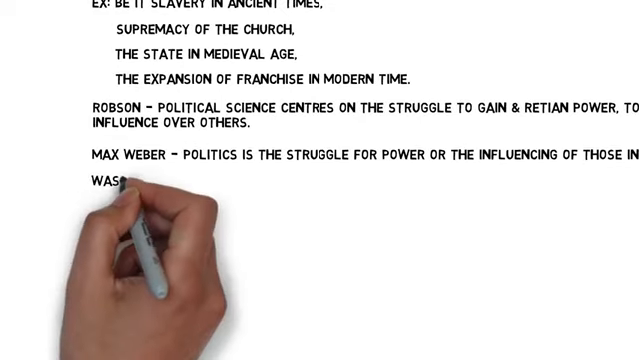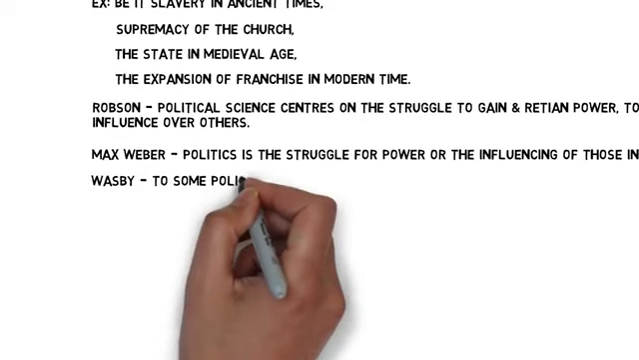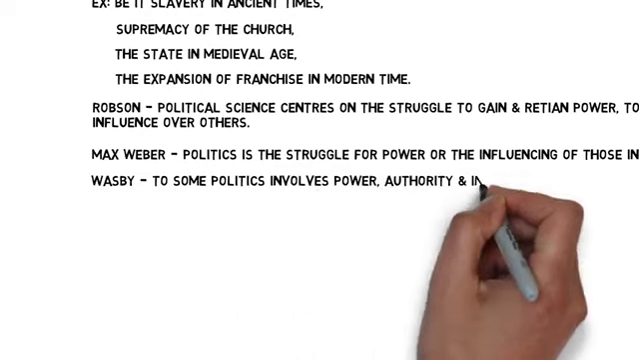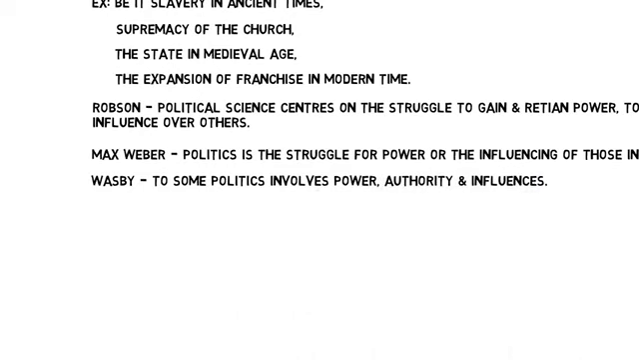Then we have the next scholar, Wasby. According to him, to some, politics involves power, authority, and influence. According to Wasby, power has different manifestations in politics. For example, for some it is authority, whereas for some it is influence.